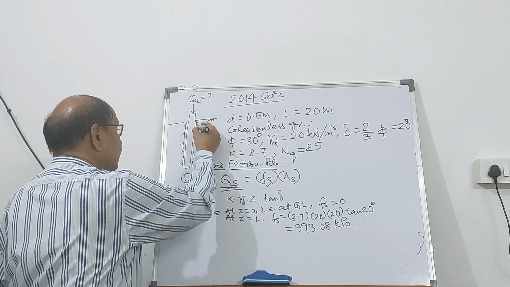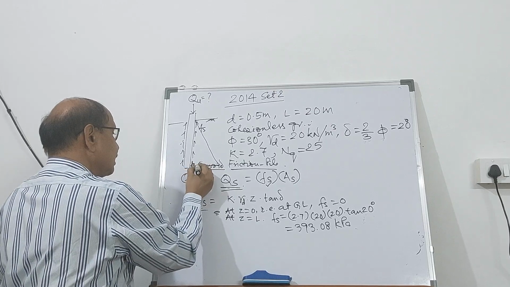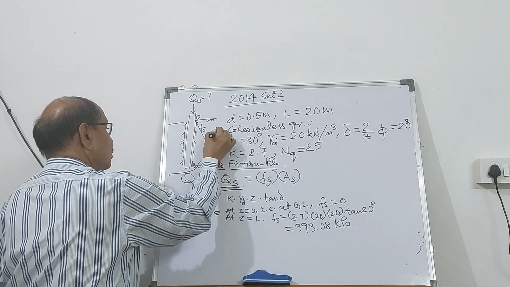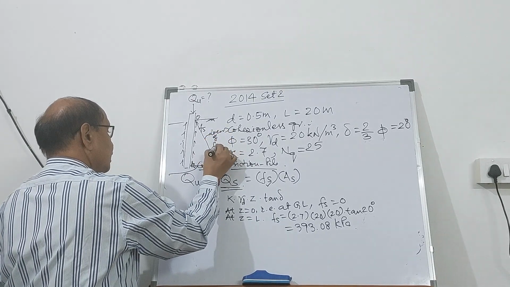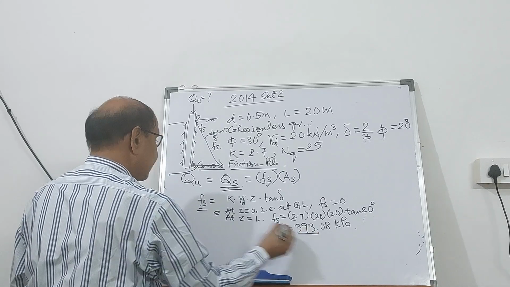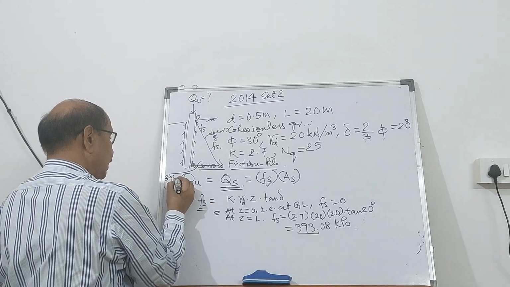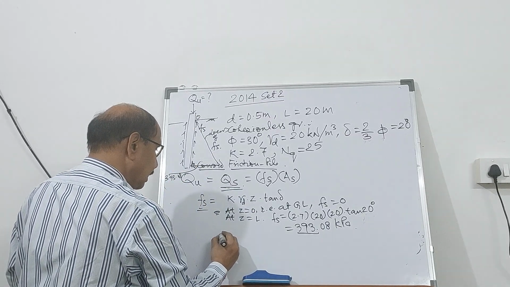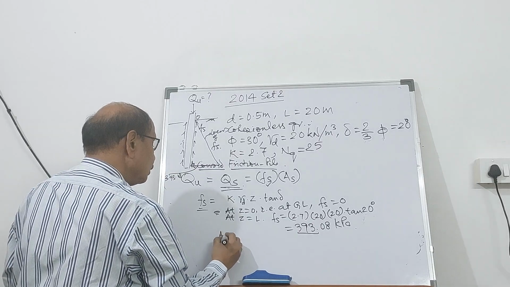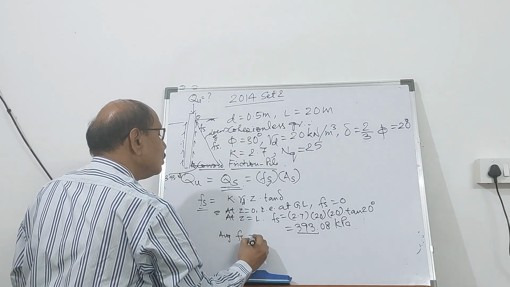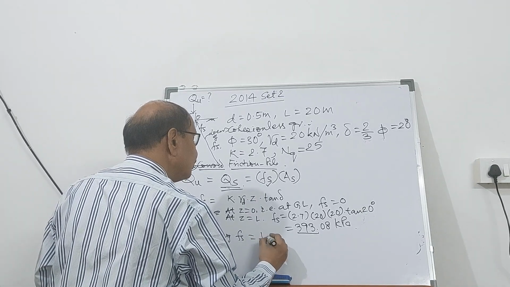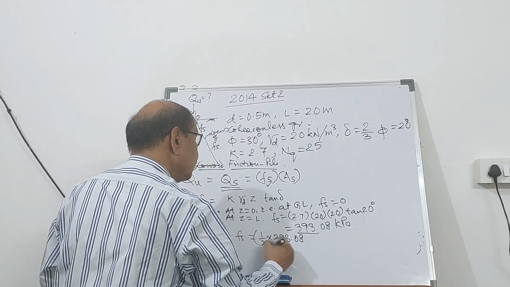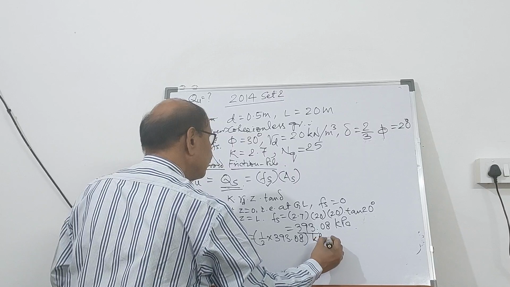Now, what is the average value? Because it is 0 here, and the value of Fs here is 393.08, the locus of variation of Fs goes from 0 to 393.08. So the average Fs value will be half of 393.08 kilopascal. All right.